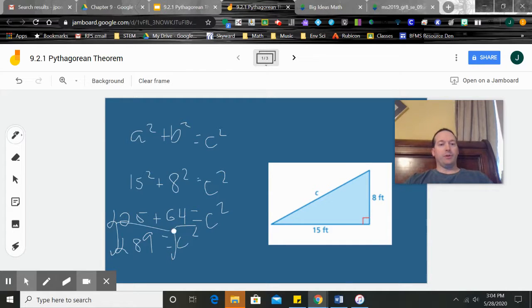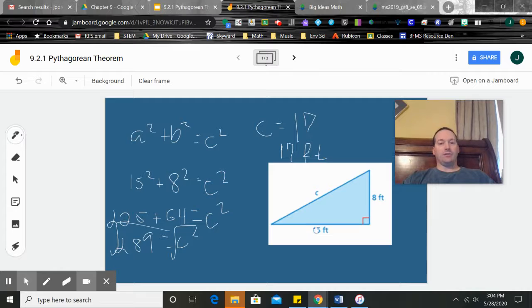Now we take the square root of both sides. It's nice about the calculator on the phone: you just turn it sideways and you can do that. That comes out to be 17. So I'll just write it up here so you can see it better. C equals 17. So the correct answer is 17 feet.